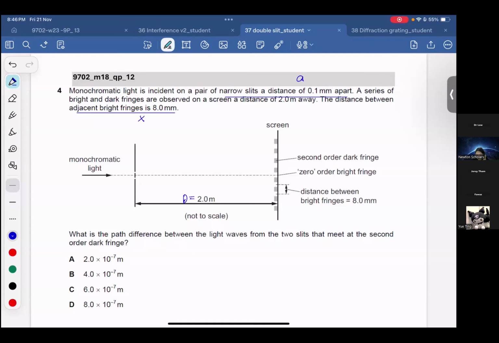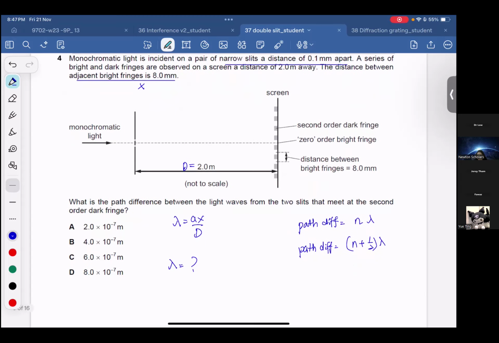Okay, so what is the path difference? They're asking you the path difference. So wavelength equals to xa over D. Path difference is involved in terms of wavelength. Still remember the path difference we just learned? It can be n wavelength or n plus half wavelength. So what you need to do for this question is find out your wavelength first. Can you find out your wavelength first?